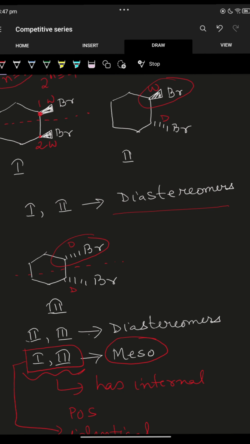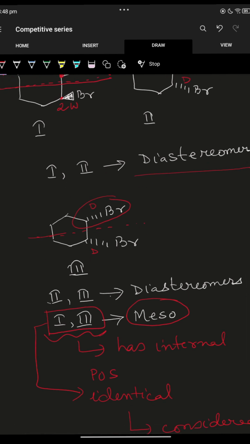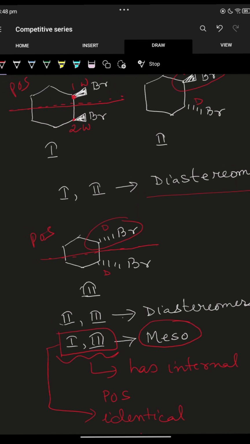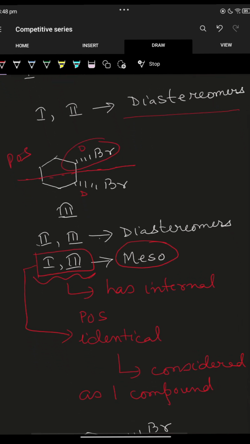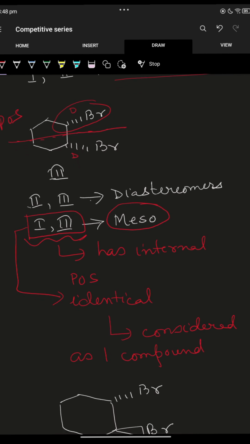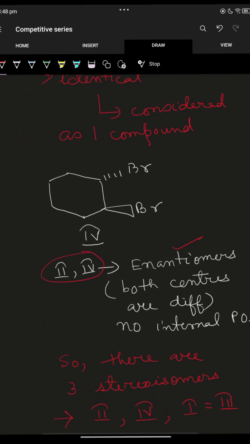What is happening in 1 and 3? In 1, we have an internal plane of symmetry, and in 3 also, there is an internal plane of symmetry. For this reason, these are meso compounds. 1 and 3 are meso compounds. It has an internal plane of symmetry, so we can consider them to be one structure. They are identical and are considered to be one compound.